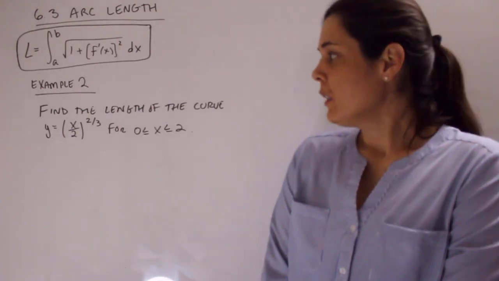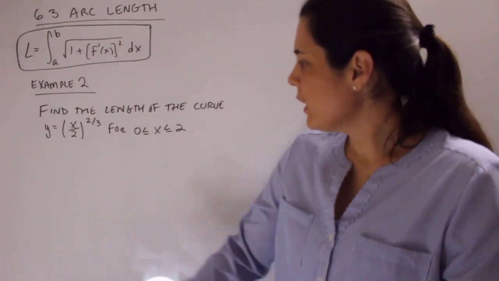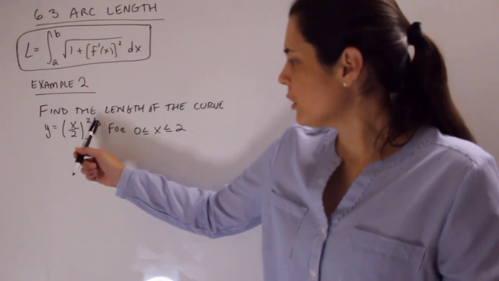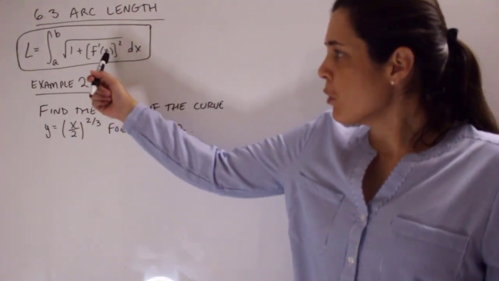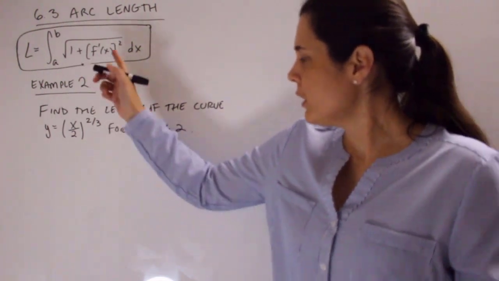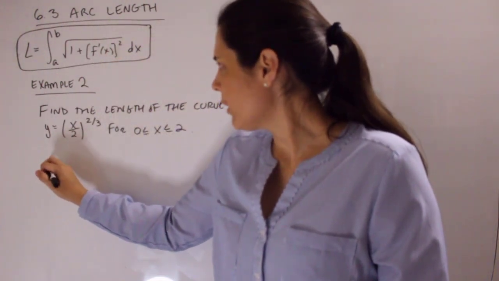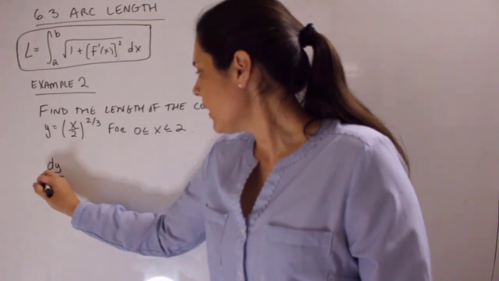Example 2. So we're going to find the length of the curve y equals (x over 2) to the 2/3 power for x between 0 and 2. So from our formula for length, or arc length, we do need the derivative, so start by finding that derivative. I'm going to go ahead and call it dy/dx.